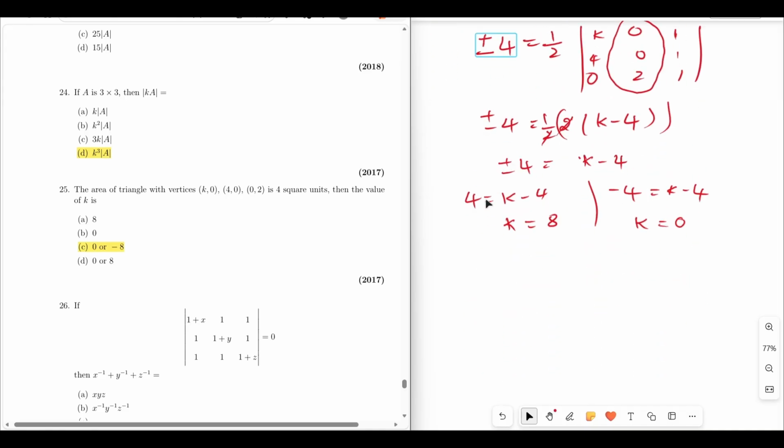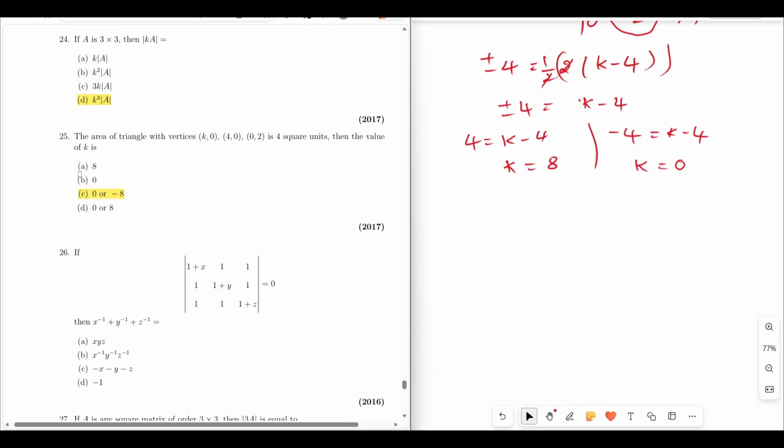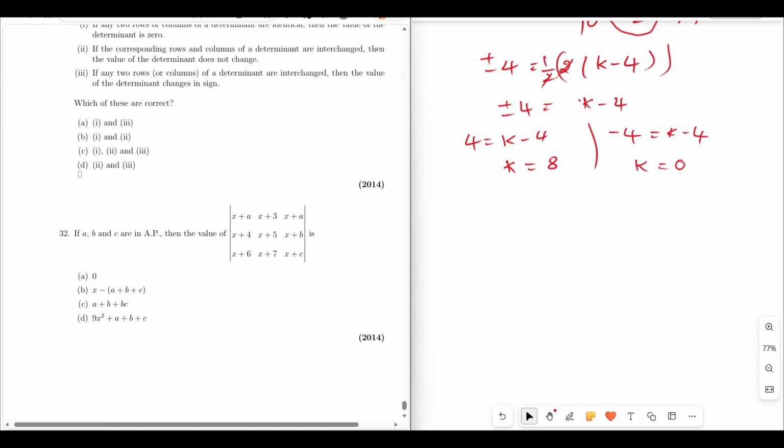So this is how easily you will be able to solve the questions from the chapter on determinants. And we have a few more questions from the years 2017 to 2014, which we'll be discussing in coming classes.